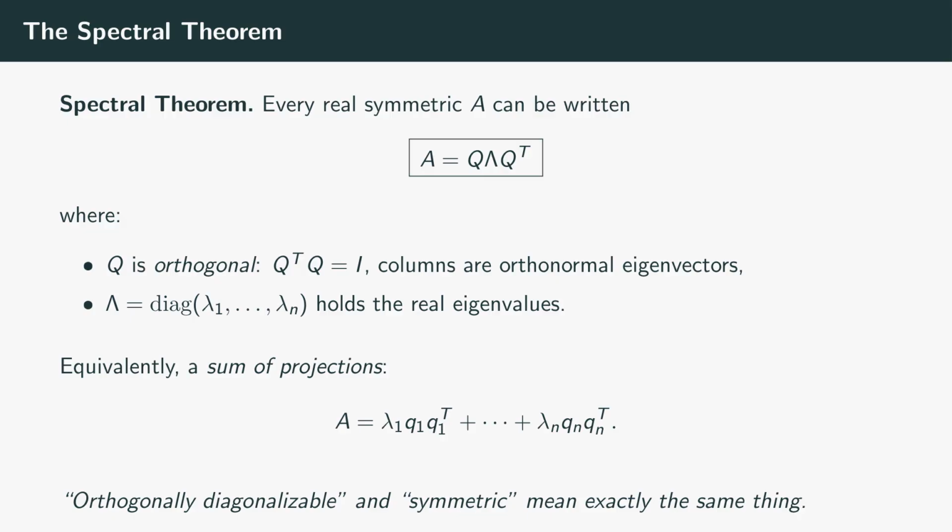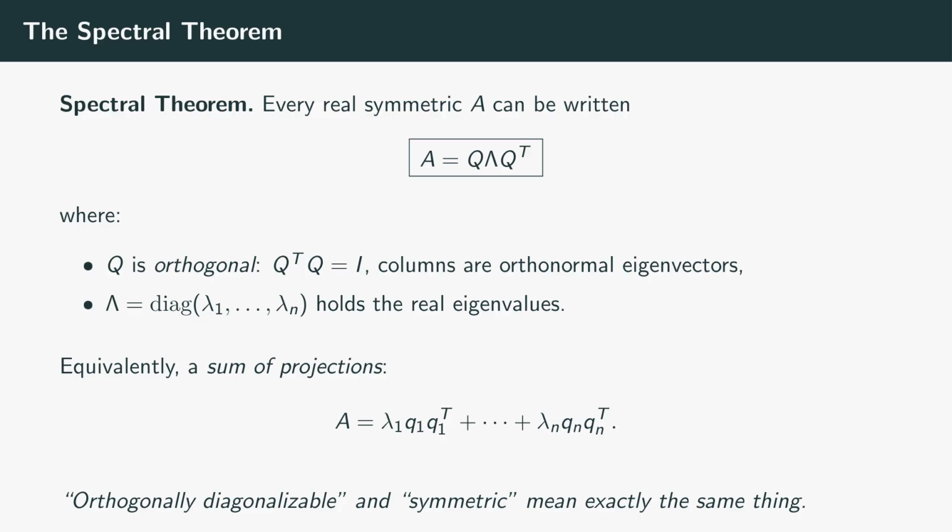Now assemble the pieces. We have real eigenvalues and a full set of perpendicular eigenvectors. Scale each eigenvector to unit length and place them as the columns of a matrix Q, because the columns are orthonormal. Perpendicular and length 1. Q is an orthogonal matrix, meaning Q transpose times Q is the identity. Its inverse is simply its transpose. Then the diagonalization A equals Q lambda Q inverse becomes A equals Q lambda Q transpose, where lambda is the diagonal matrix of eigenvalues. This is the spectral theorem, and it is the cleanest factorization in the subject.